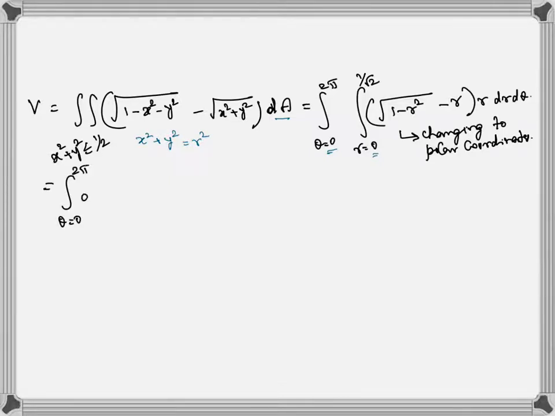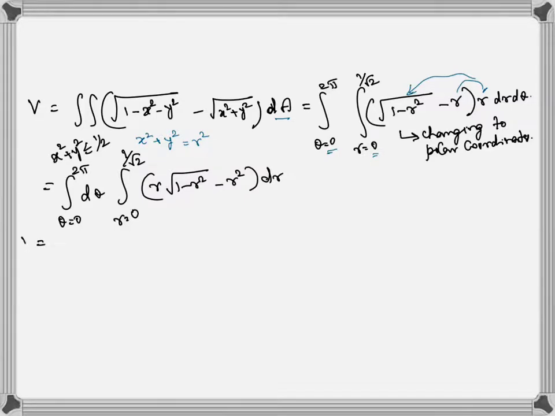So the integral of theta from 0 to 2 pi d theta, r running from 0 to 1 over radical 2, of... if you distribute the r, we get r times square root of 1 minus r square. Then r times r will be r square, dr d theta. We already wrote the theta, so it is just dr.